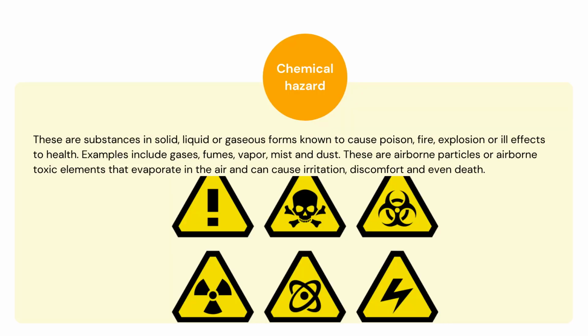Next classification of hazard is the chemical hazard. Chemical hazards are substances in solid, liquid, or gaseous form known to cause poison, fire, explosion, or ill effects to health. Examples include gases, fumes, vapor, mist, and dust. These are airborne particles or airborne toxic elements that evaporate in the air and can cause irritation, discomfort, and even death. Chemical routes of entry to the body are by inhalation, ingestion, and skin absorption.